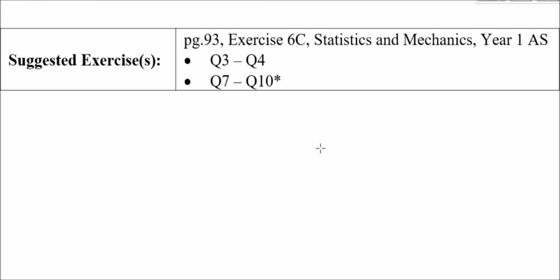So if you were to turn now to 93, exercise 6C, try questions 3 and 4, then 7, 8, 9 and 10. You know the drill by now. Keep working hard, check your answers after every single question. If you've made a mistake, try and spot where you've gone wrong. If you're not sure where you've gone wrong, you can ask one of your classmates. If they're struggling as well, then you can ask me, either on the channel, on email, or in person.